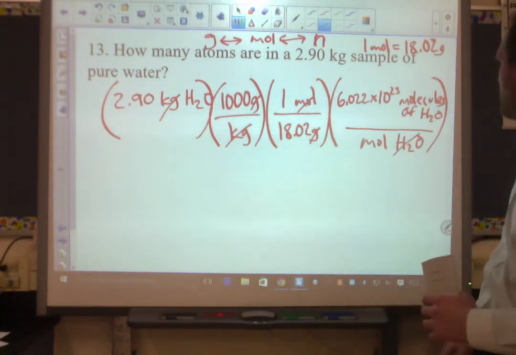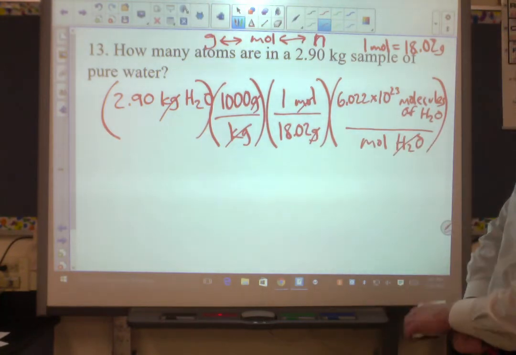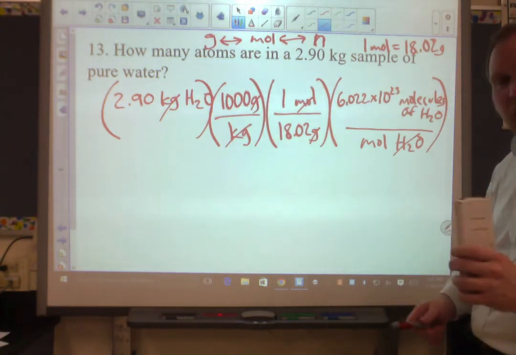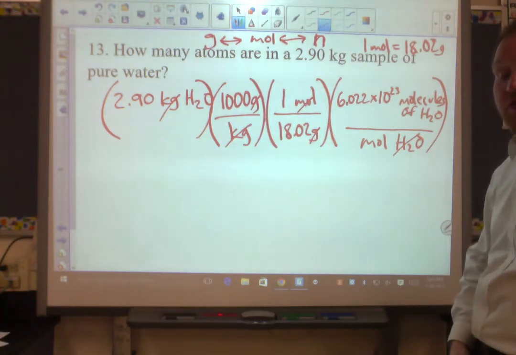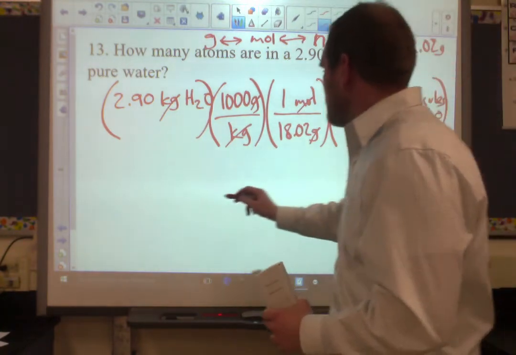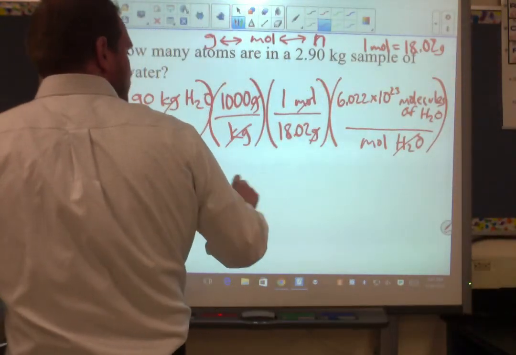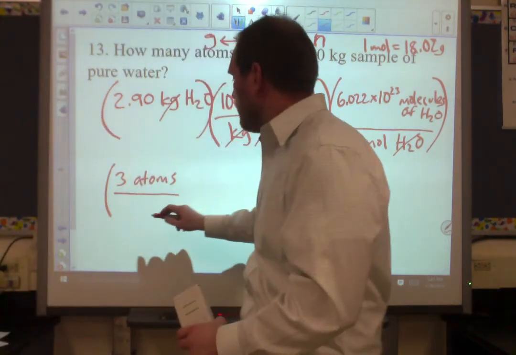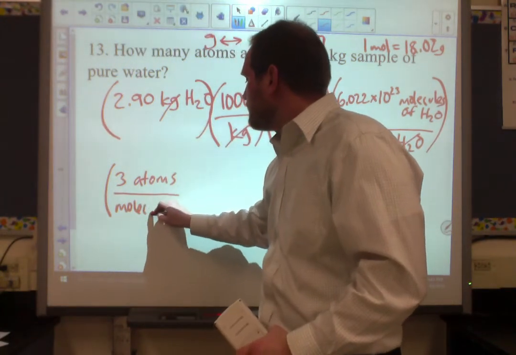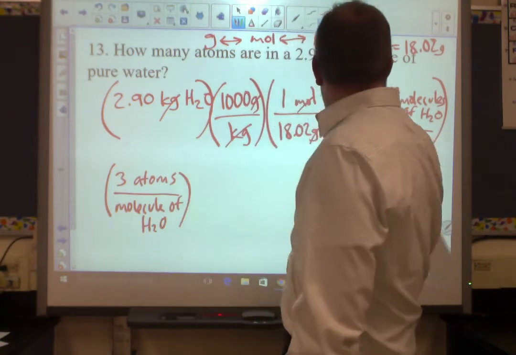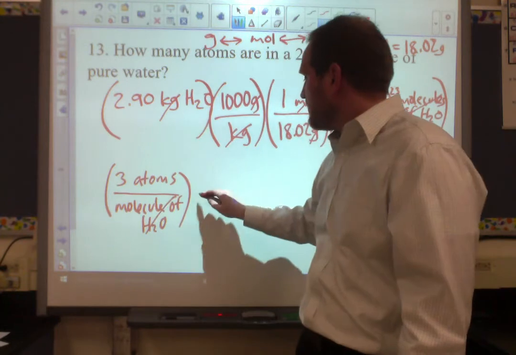Mole cancels mole. So this is going to give me molecules, but I'm not done because I'm asking how many atoms. How many atoms are in a molecule of water? 3. H2O, 2 H's, 1 O, 3. So my final conversion, I ran out of room. Final conversion is going to be 3 atoms per molecule of H2O.